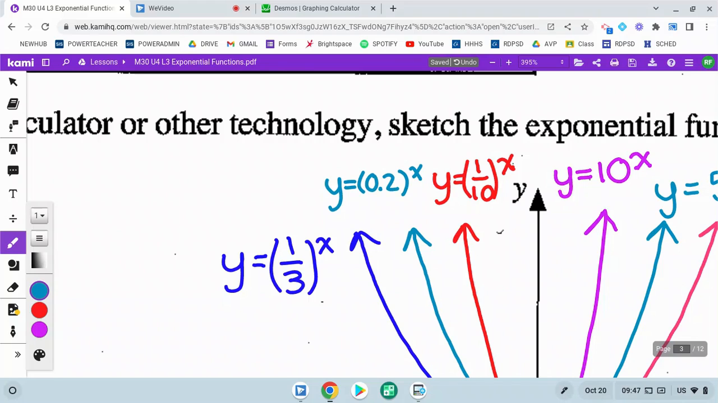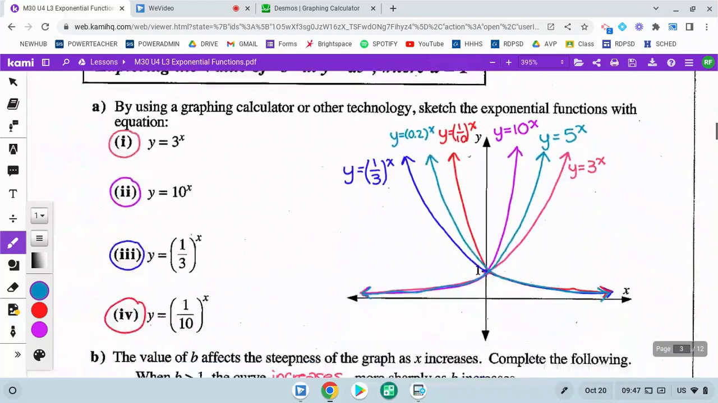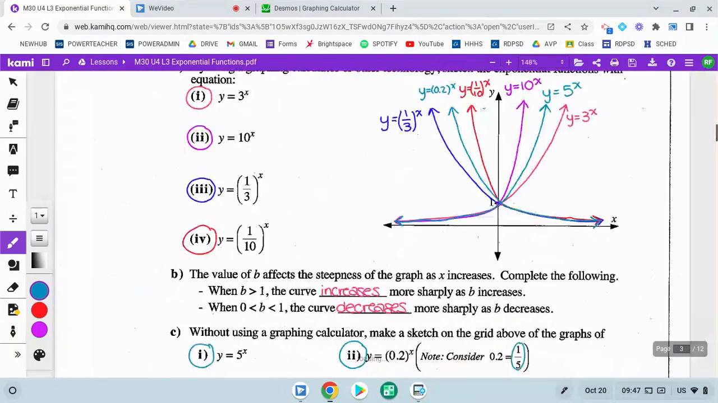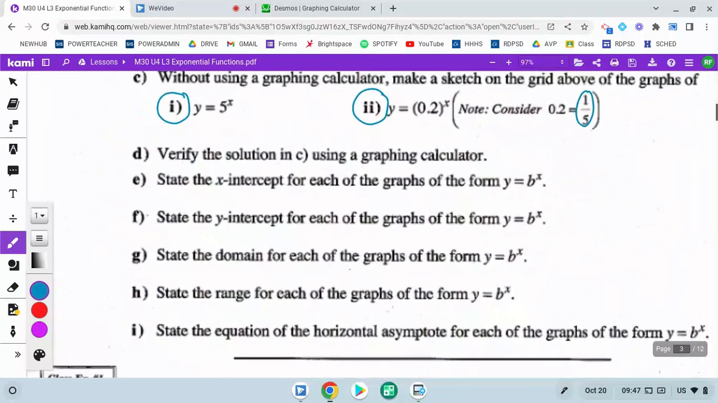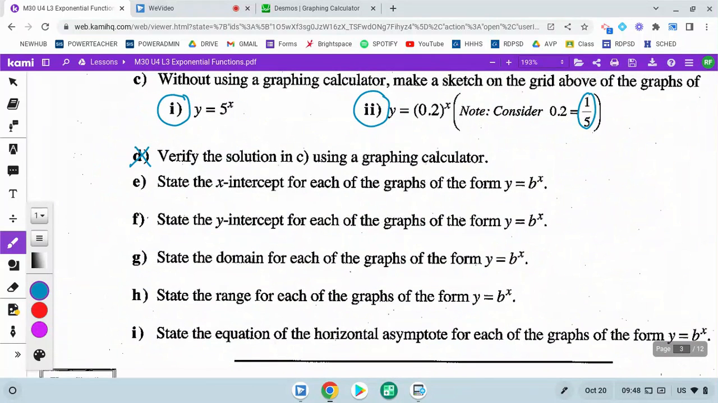Questions? Okay. I don't need to verify the solution. I know I'm brilliant, and that is correct.